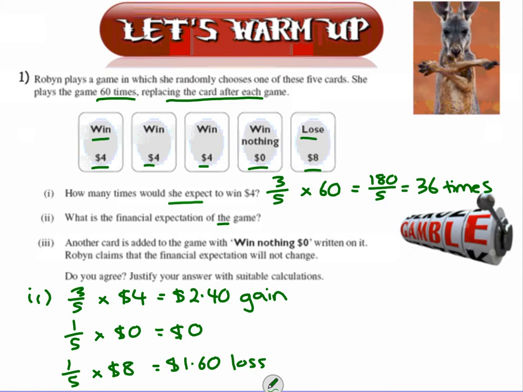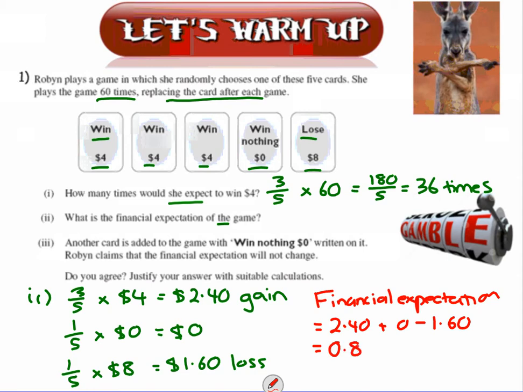So what is the financial expectation overall? Let's do that over here. Financial expectation will equal a $2.40 gain plus a $0 gain and a $1.60 loss, so you're going to have to subtract that. So overall, per game, we expect an 80-cent gain. You might want to put a dollar sign there, or write 80 cents. So I'll put $0.80. You could also say an 80-cent gain is what's expected on average for every game.